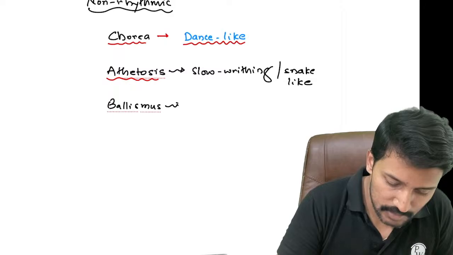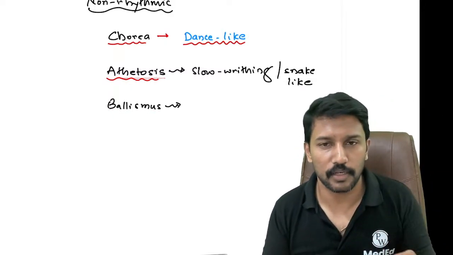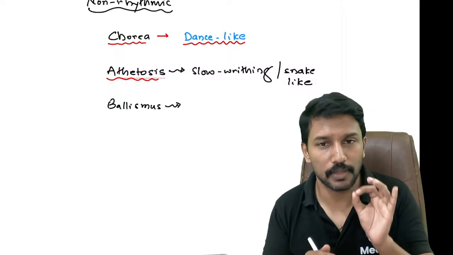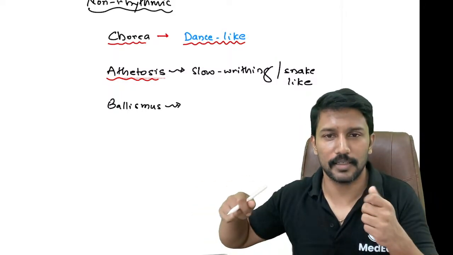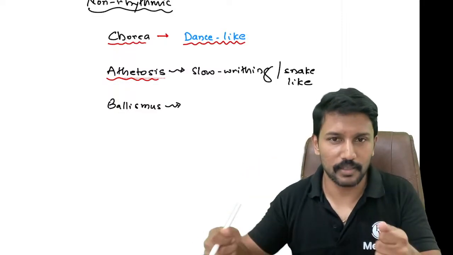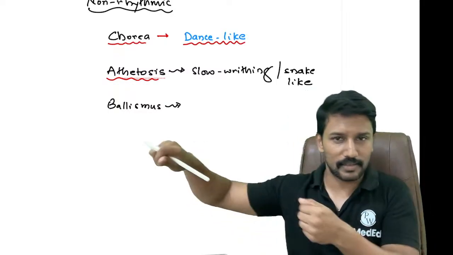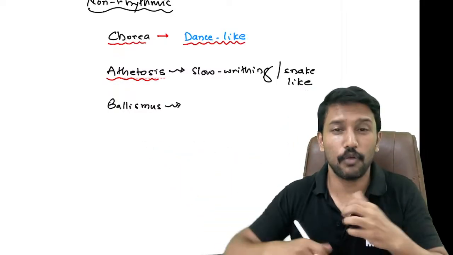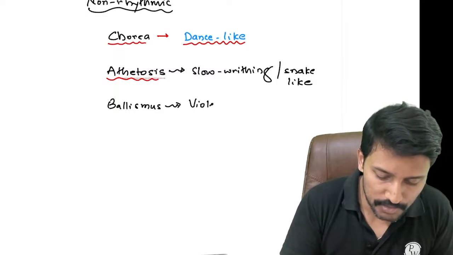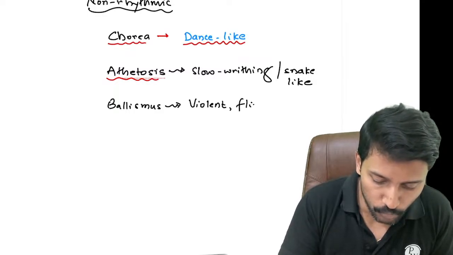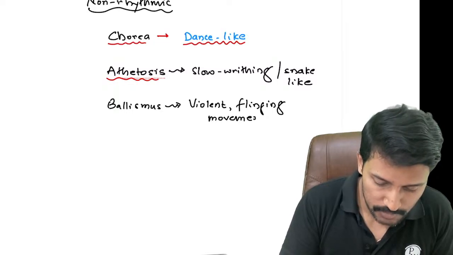And whenever the examiner says that the patient has got violent flinging movements, he is pointing towards balismus. In fact, the word balismus comes from ballet. If you've seen ballet, where the hero holds the girl and swings her in the air, like you hold her hand, move this side, move that side. That's ballet. So that kind of violent, brisk movement. Whenever they say the patient has got violent flinging movements, the question is pointing towards balismus.